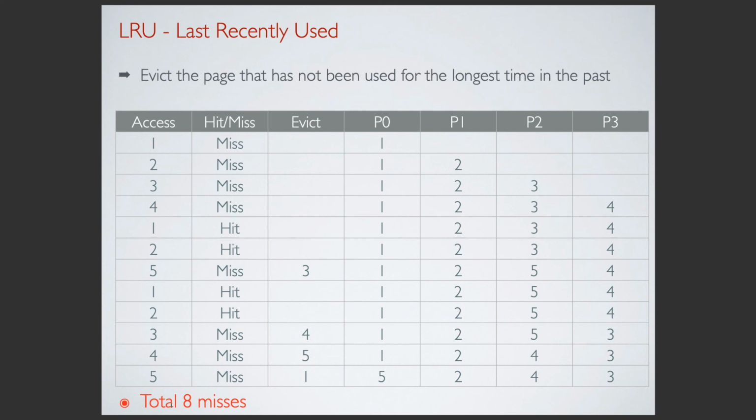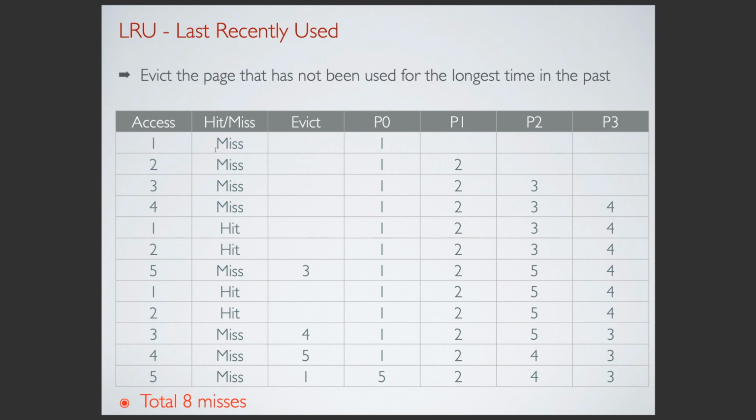One of the good algorithms is called least recently used. What's the idea here? Instead of evicting the page that came first, I'm going to evict the page that has not been used the longest in the past. With Belady's, you look into the future. Here with LRU, I'm going to look in the past. I can do that, right? I know the past.